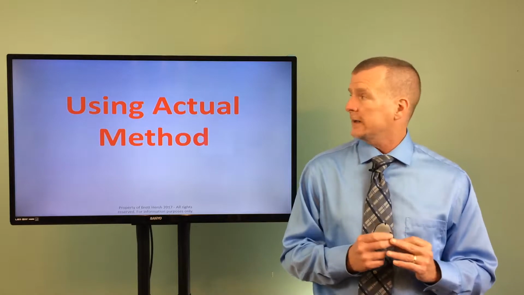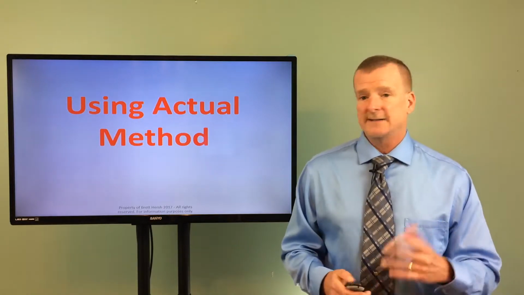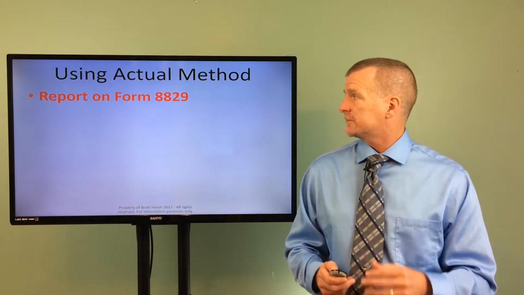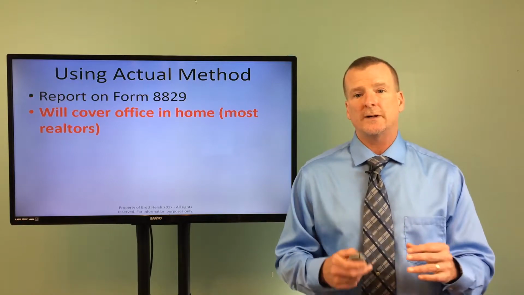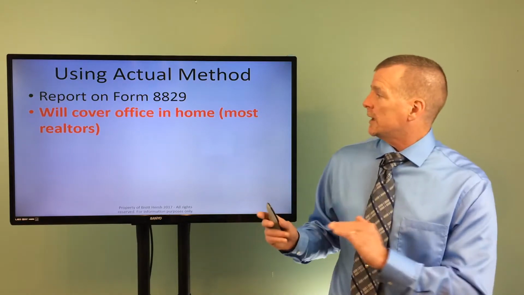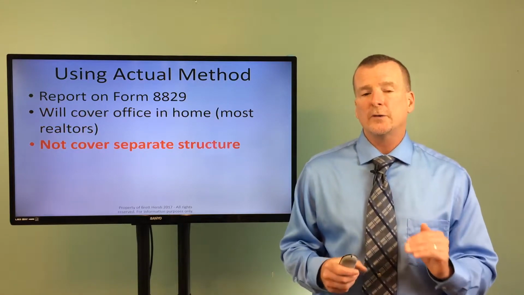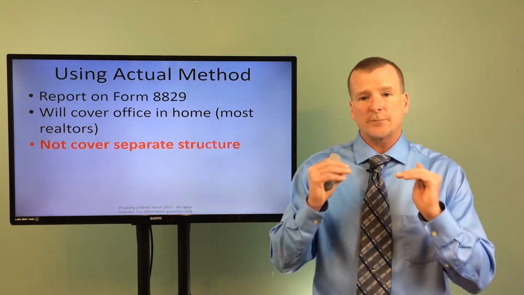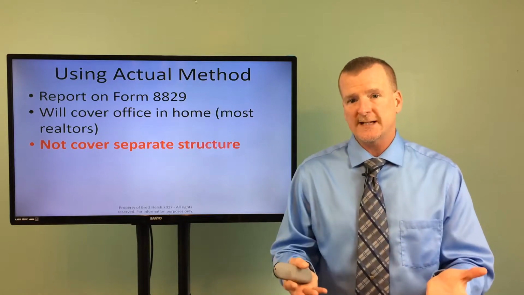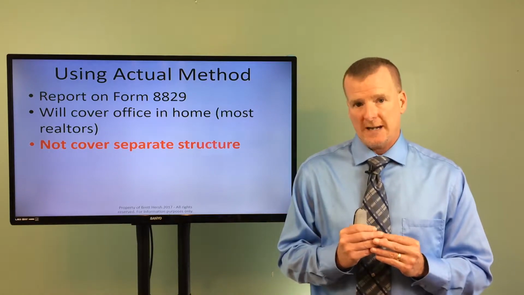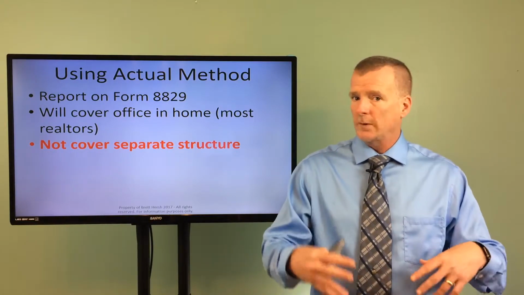So, as we move on here, let's just talk about using the actual method. I mentioned earlier, it's reported on Form 8829. What we're going to cover here is the office and the home. We're not really going to dig into separate structures because most of you, if you're taking this course, chances are if you have a home office, it's either going to be a single room or even smaller, it might be part of a room.